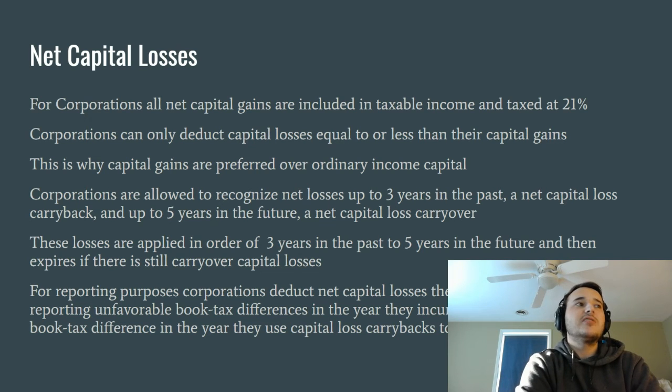And they will have favorable book tax differences in the year they use capital loss carrybacks to offset the net gains. So that's just a key concept that you'll want to memorize. Capital loss carrybacks create favorable book tax differences, and capital loss carryovers, when it goes into the future, are going to create unfavorable book tax differences.